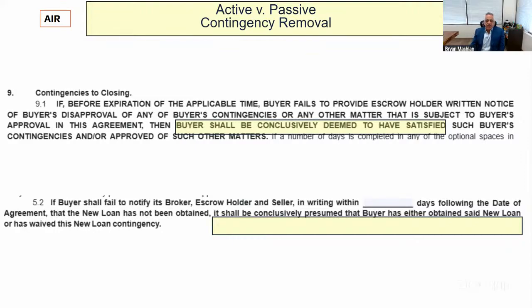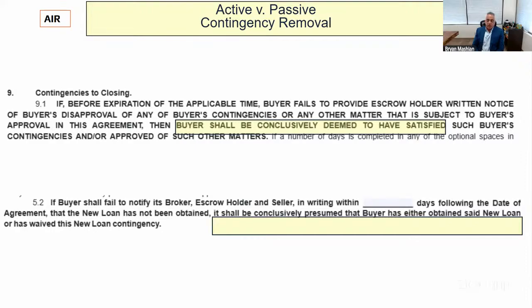This is very important for those who are used to working with both the CAR and the AIR library of contracts. Keep that difference in mind. I had a call from a broker who was used to working with the CAR contract. She had repeatedly told her client, "Don't worry, you have not removed contingencies. You still can get your money back." And she called me when I told her the fact that we have passive approval versus the CAR regime of contracts. She was very unhappy.